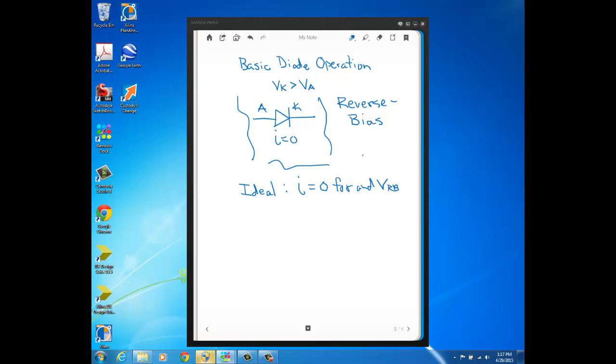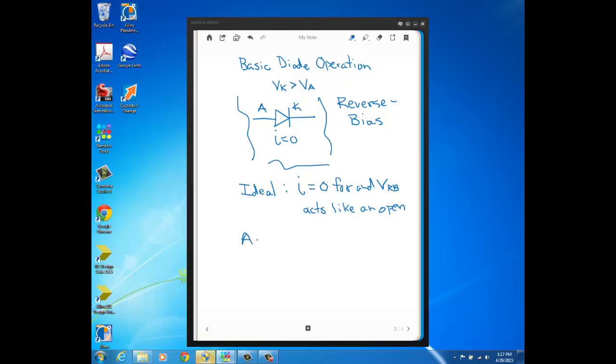So, VK could be just a little bit greater than VA, or VK could be a whole lot greater than VA. And ideally no current's going to pass through that diode. Well, no current for any voltage, that's the same current-voltage relationship as an open circuit that you learned about in circuit theory. So we say that ideally a reverse bias diode acts like an open circuit. Okay, acts like an open.